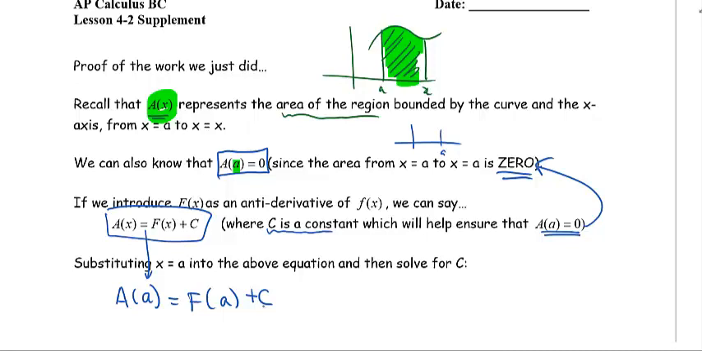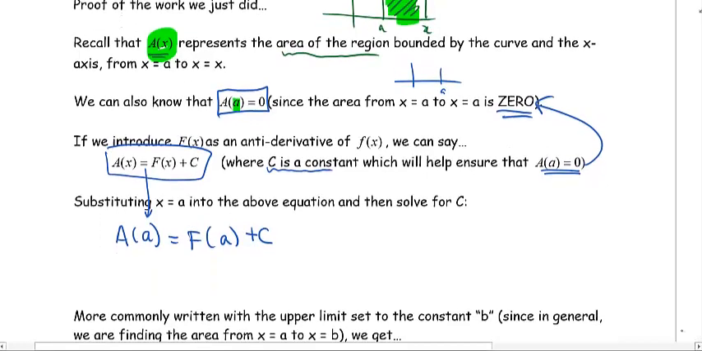Now, let me try to solve for c. If I solve for c, I can move the capital F of a to the left side. And remember how we said here that A of a is equal to 0. So I'm just going to replace that now with 0. So 0 minus F of a equals c, or therefore c equals negative F of a. Okay?